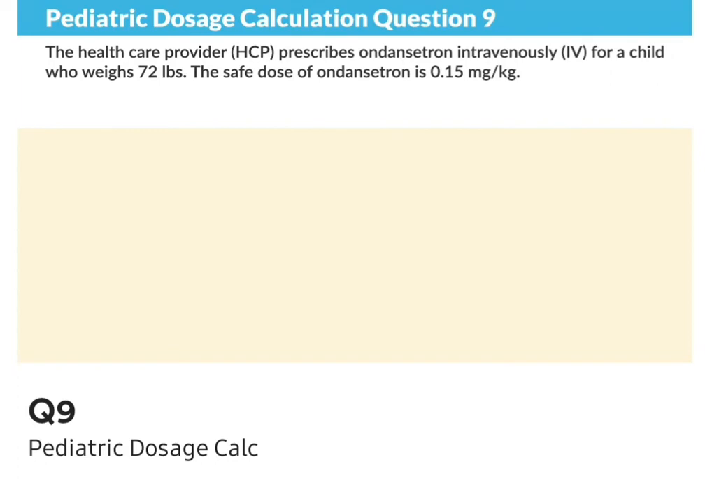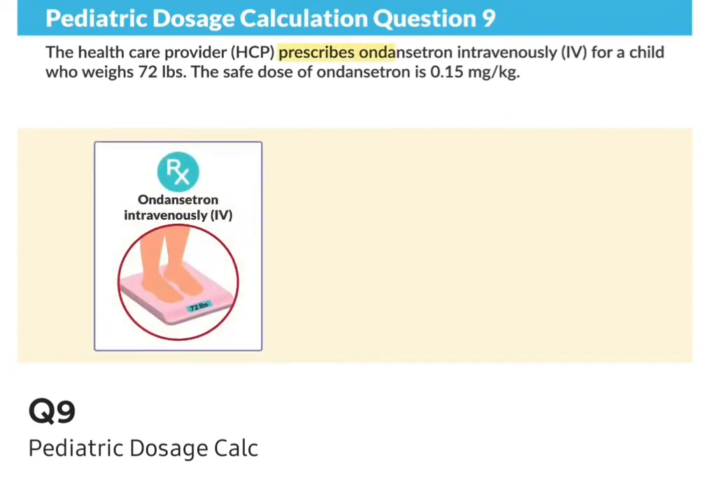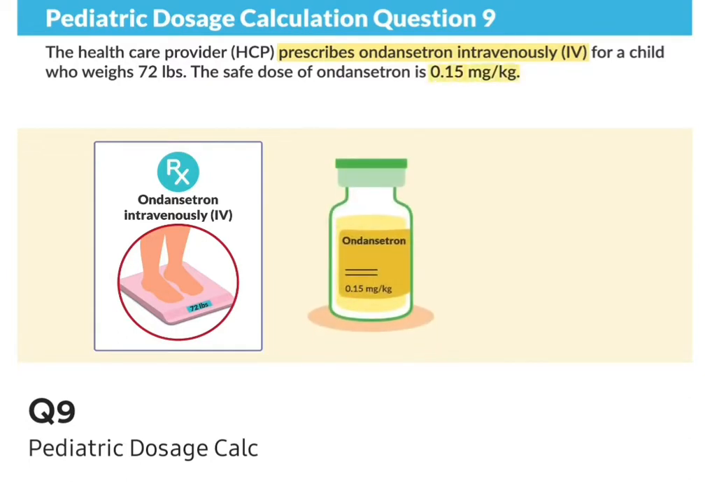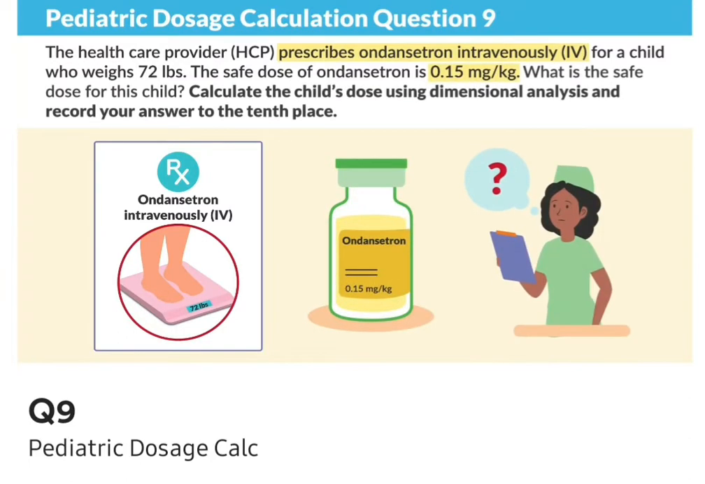All right, moving on to question 9. The provider prescribes ondansetron intravenously for a client who weighs 72 pounds. The safe dose of this drug is 0.15 milligrams per kilogram. What is the safe dose range for this child here?